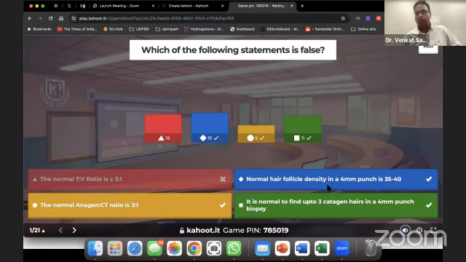Sorry, so normal hair follicle density, 35 to 40, I thought I marked it incorrectly, because 25 to 35, 35 to 40 is also false actually. So if it's less than 35, you don't call it abnormal. So that's also a false statement. So the only true statement in this is that the normal terminal to vellus hair ratio is greater than or equal to 3:1.